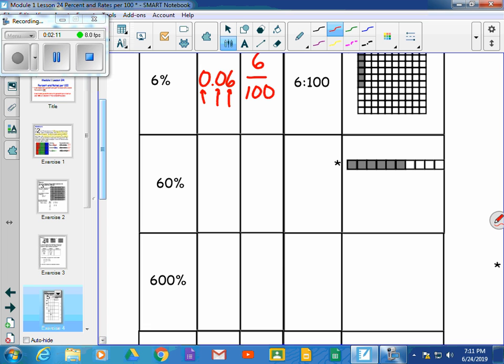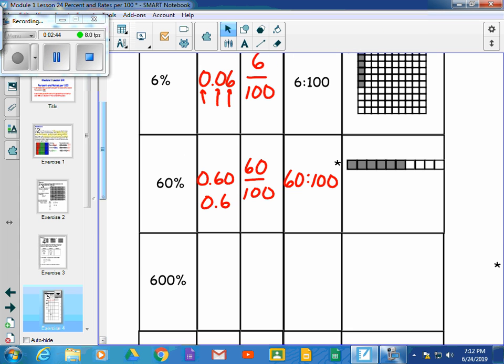My decimal would be 0.60, or I had 60 hundredths. Or another way, if I simplify it, would be simply 6 tenths. I don't need that 0 on the end. The fraction would be 60 out of 100, 60 hundredths. And the ratio would be 60 to 100. All of those compare a part out of 100.